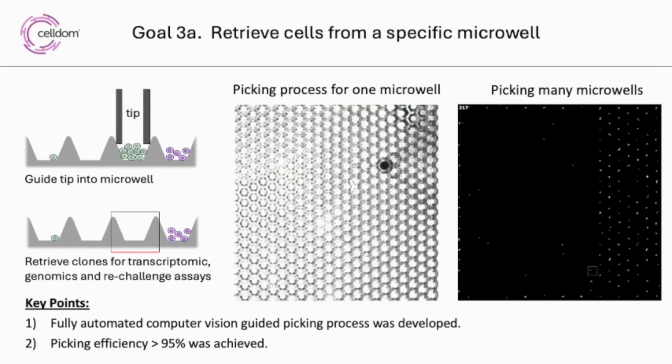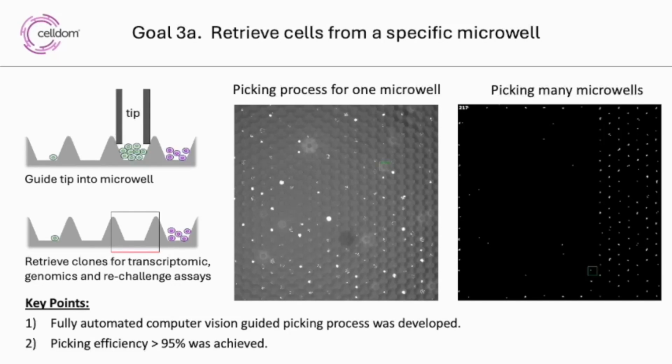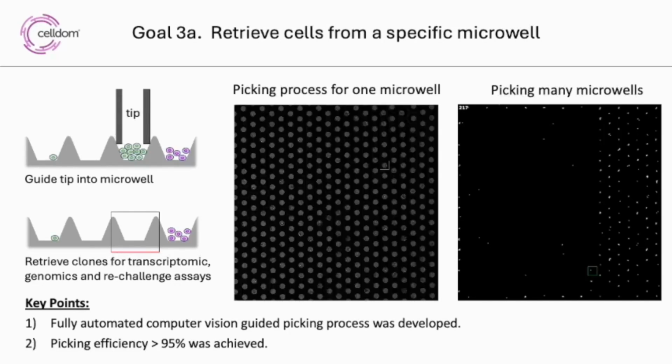Moreover, the conical shape of the microwells also guides the tip into the microwell of interest. So these two properties in combination allow us to automate the picking process without requiring a high degree of precision in placement of the tip. So let's show an example of how this picking process works in action.